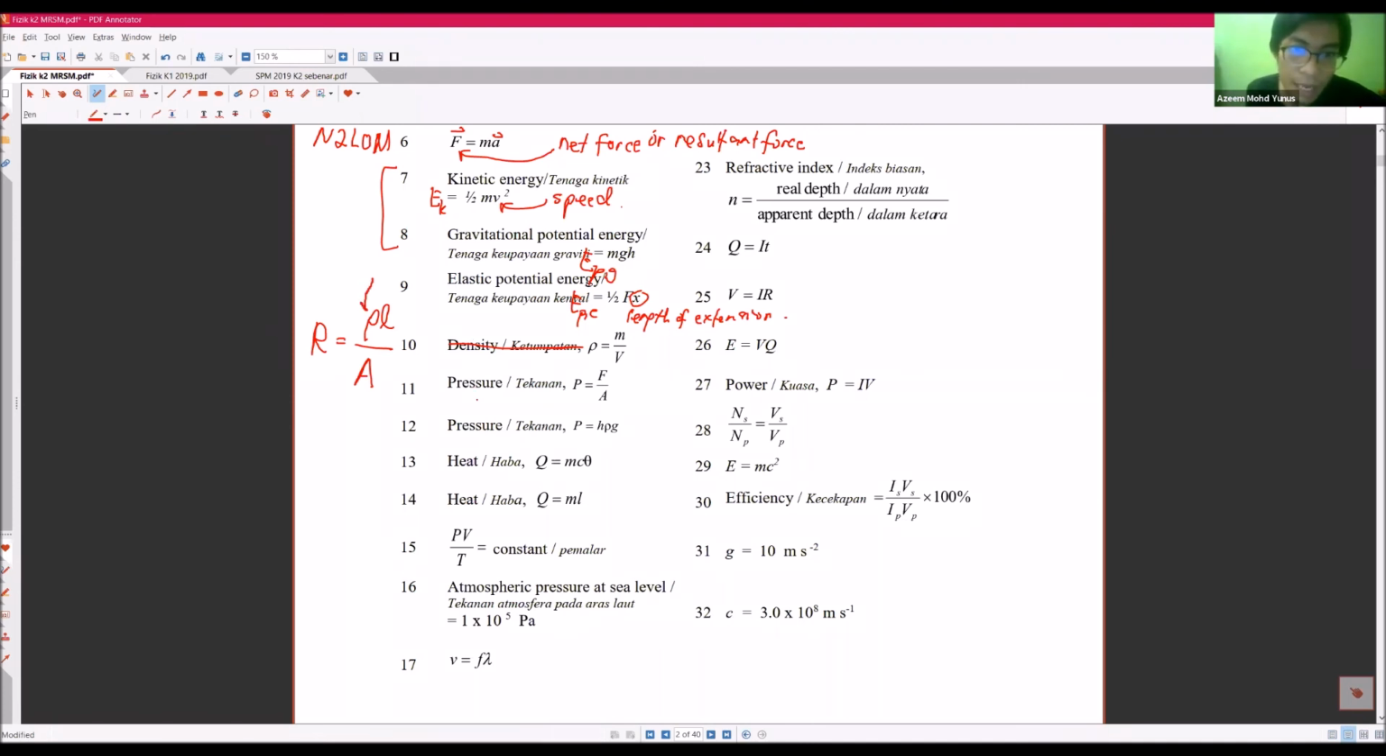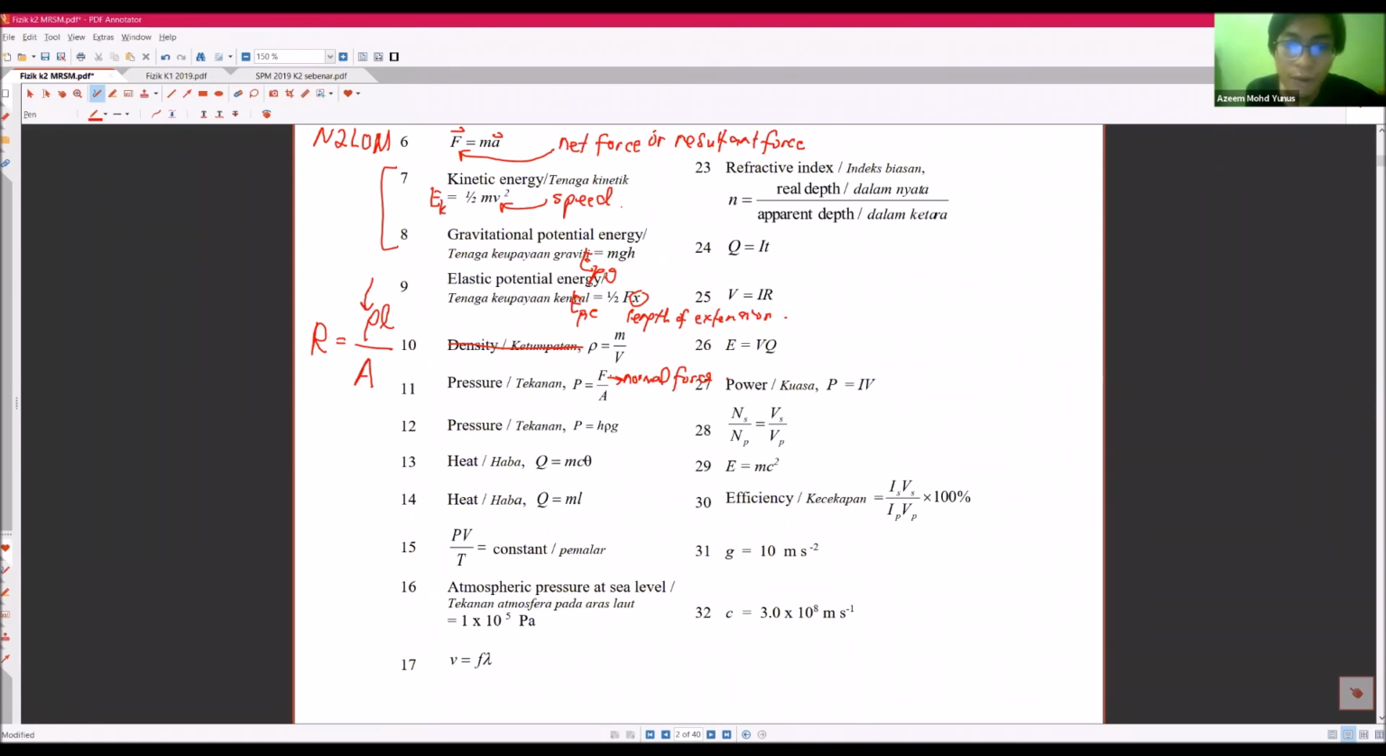Okay, so number 11. Rho equals mass over volume, and density is a scalar. Pressure will be given as P equals force over area. The force here must be the normal force. So in order for you to get the definition right in SPM, you must include normal force over unit area.